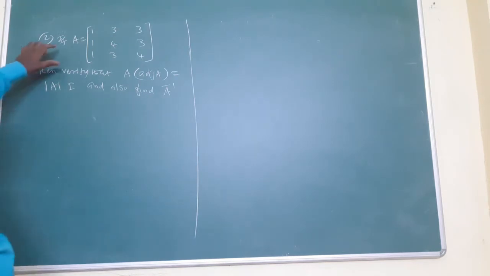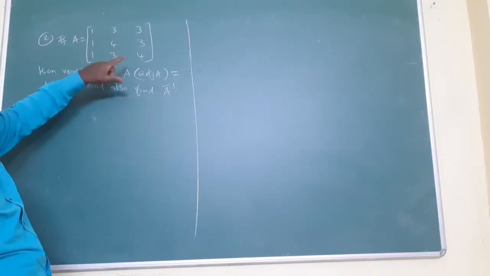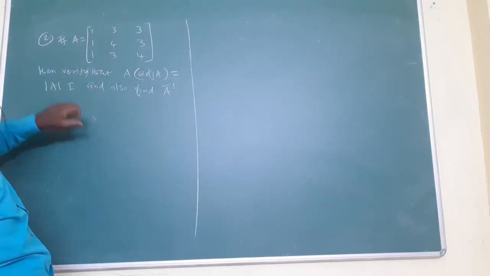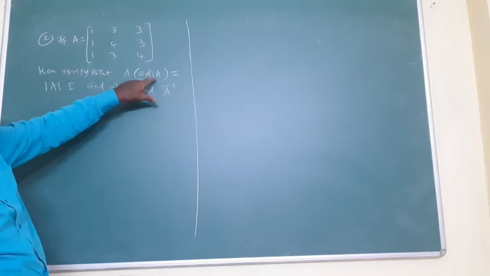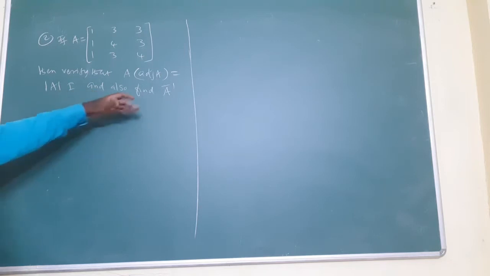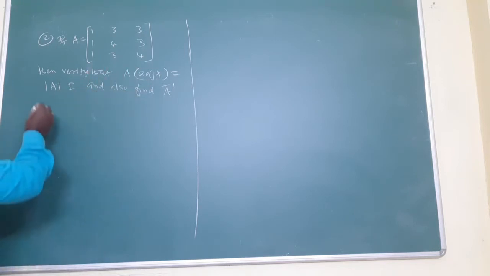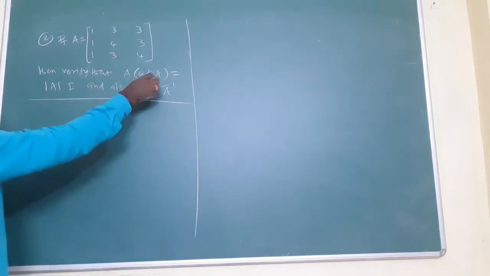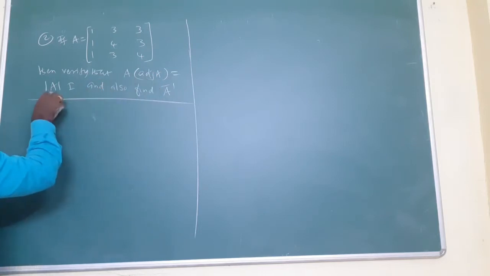Second question: if A equals 1, 3, 3, 1, 4, 3, 1, 3, 4, this is a 3 cross 3 matrix, then verify that A into Adj A is equal to determinant of A into I, and also find A inverse. This is the question. Now, see, what quantities are involved? Determinant of A is also involved, no? First, the determinant of A.